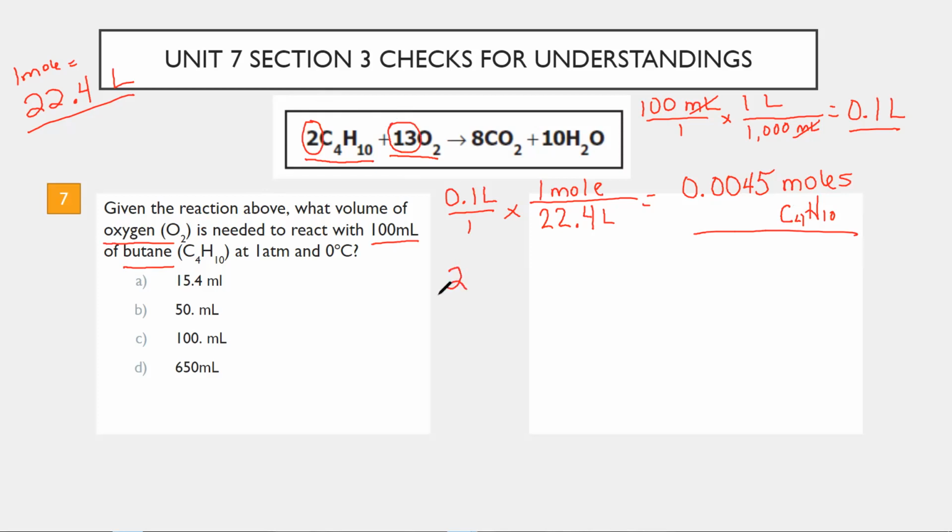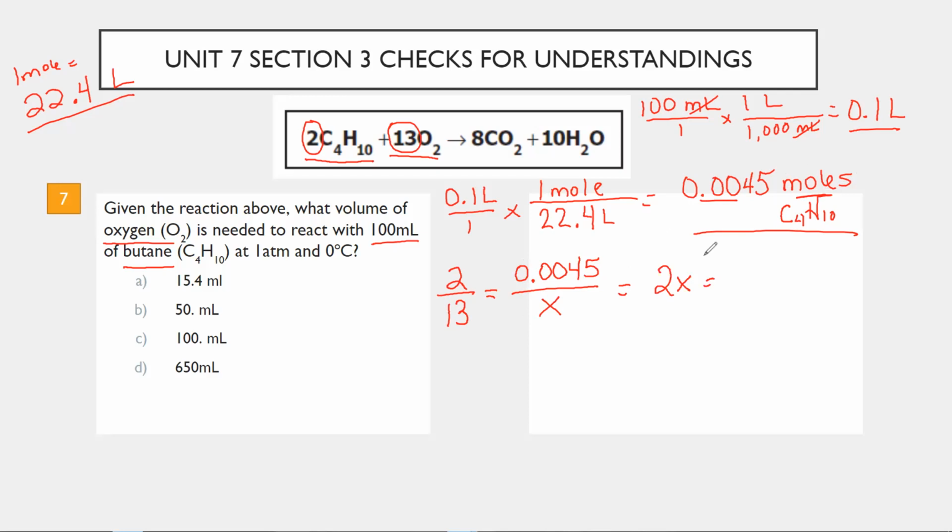You've got 2 of the butane to every 13 oxygen, but we know we only have 0.0045 moles right here of the butane, and they want to know the volume of oxygen when we have that much. Okay, so this is our first step. Now figure out how many moles of oxygen we have. So that's 2x. Just do your cross multiplying.